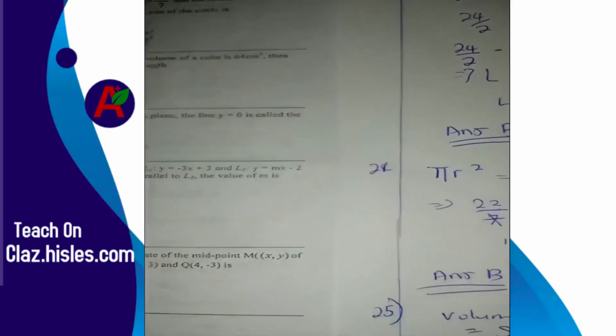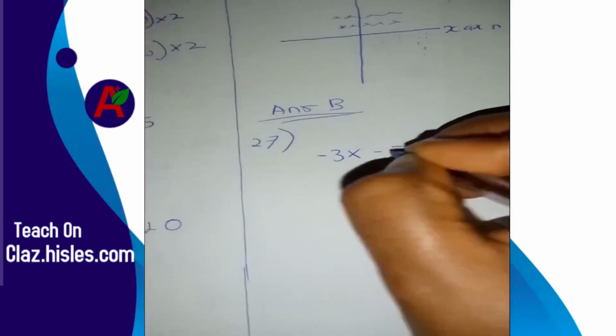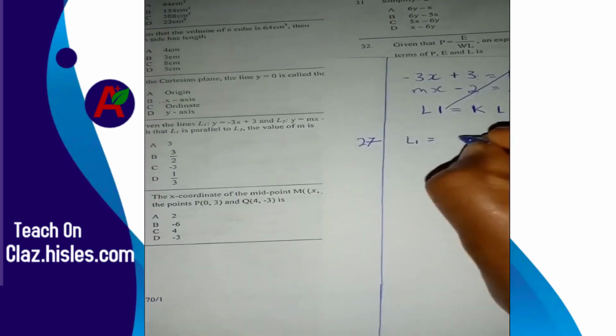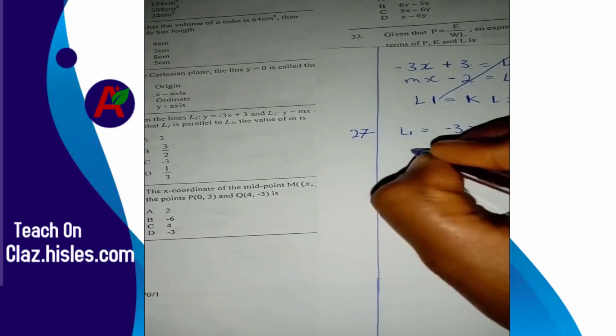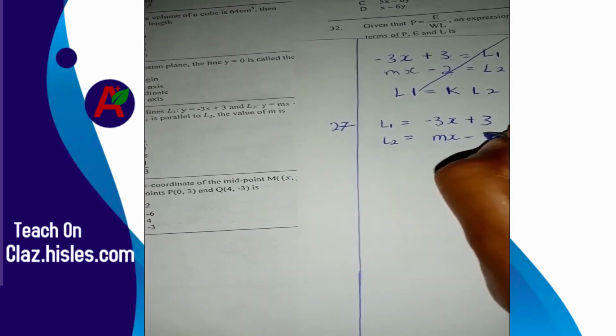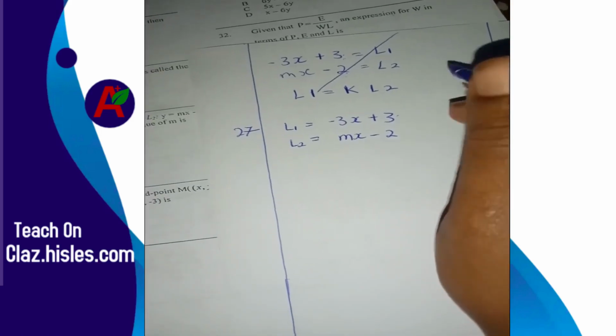If L1 is parallel to L2, it means that we can use simultaneous equations to solve this. So our first equation, L1, is negative 3x plus 3. And the equation of our second line, L2, is mx minus 2. Solving this simultaneously, let's make these two last terms equal.